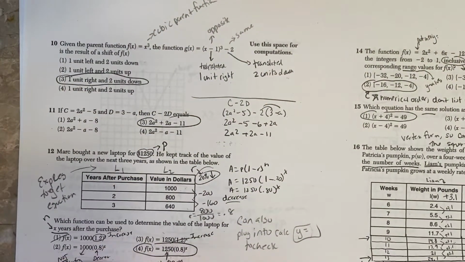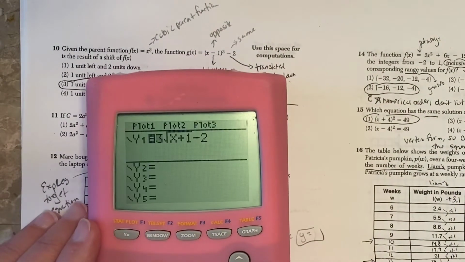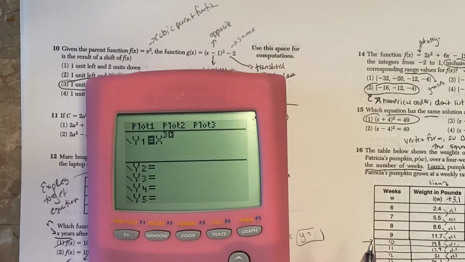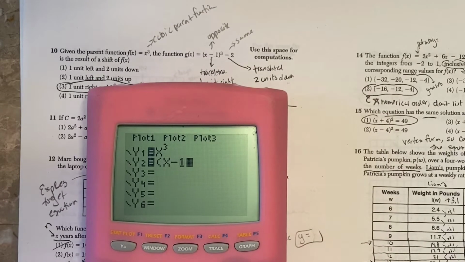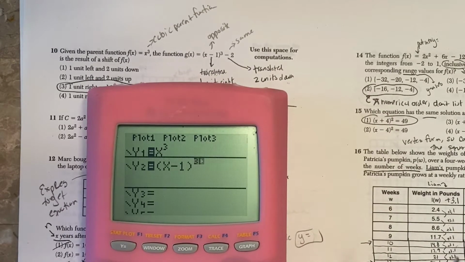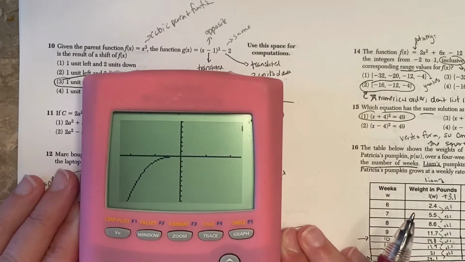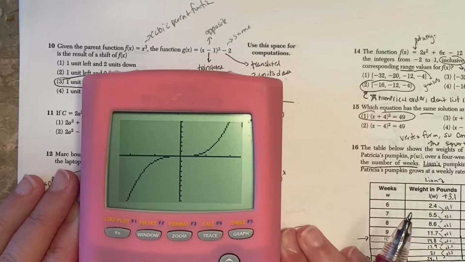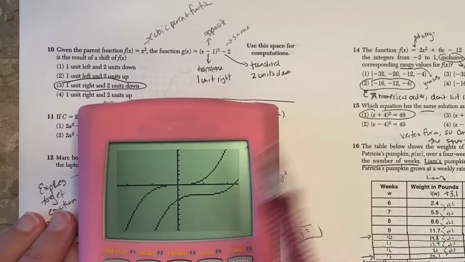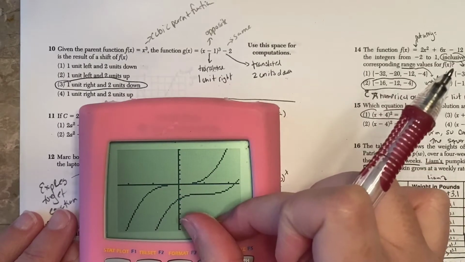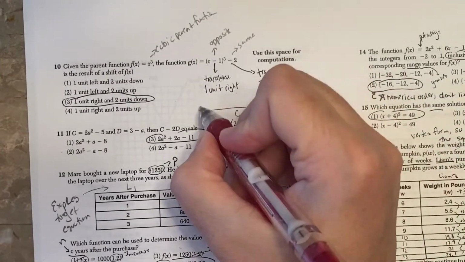You could even put it in the graphing calculator: x to the third, then x minus 1 to the third, and then a minus 2 on the outside, and just graph it and see what happens. So you have 1 there, and then you're going to see that it moved to the right. This whole thing shifted to the right and shifted down, okay? So I'm going to write that.